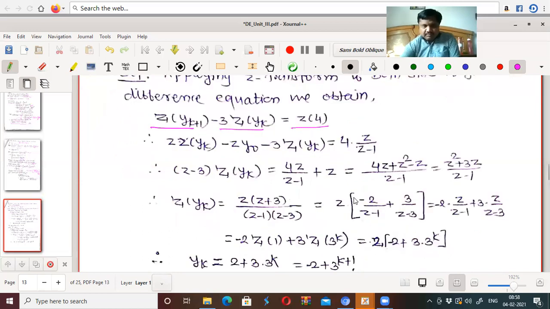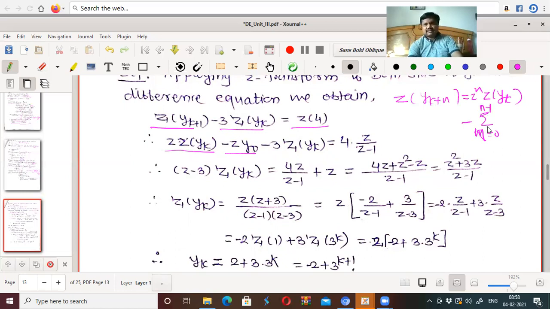Now, by using that result, the z transform of yk plus 1 is given by z into z transform of yk minus z into y0. Which result are we using? Z of yk plus n. It is z to the power n into z of yk minus summation from m equal to 0 to n minus 1 of ym z raised to n minus m, isn't it? It was that.